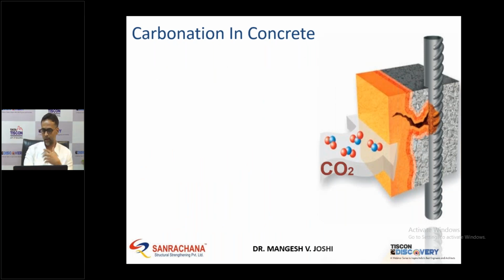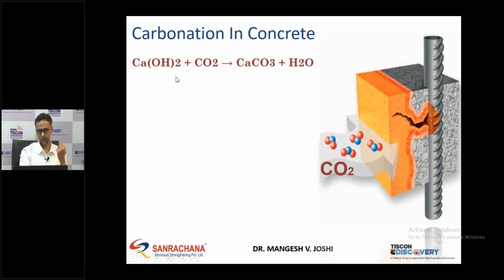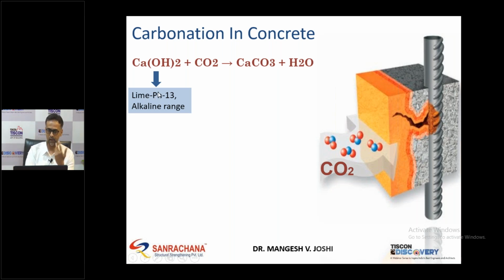Carbon dioxide is available in the environment, and we have a lot of Ca(OH)2 available in cement paste. Ca(OH)2 is nothing but lime, and carbon dioxide is amply available in the environment. As long as this Ca(OH)2 lime is there, its pH is in the range of 13 to 14, so it's in the alkaline range. So in this range, your passivation film is intact.